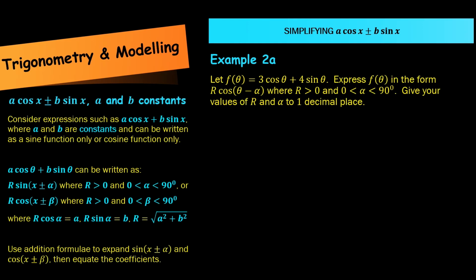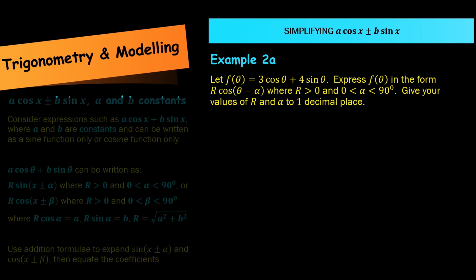Let's solve part A first. Suppose f of theta equals 3 cos theta plus 4 sin theta. We are required to express f of theta in the form R cos(theta minus alpha), where R is greater than 0 and alpha is between 0 and 90 degrees. We are also required to give our values of R and alpha to 1 decimal place. So let's solve this.